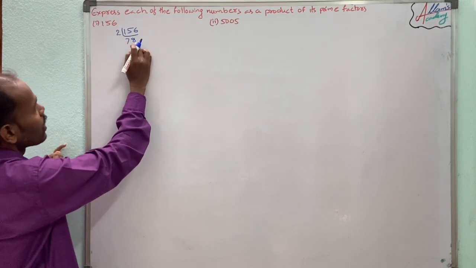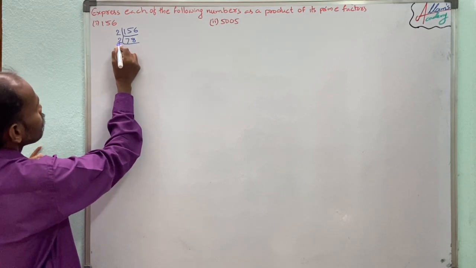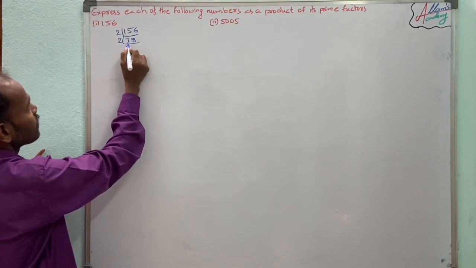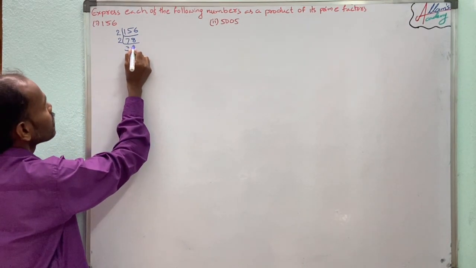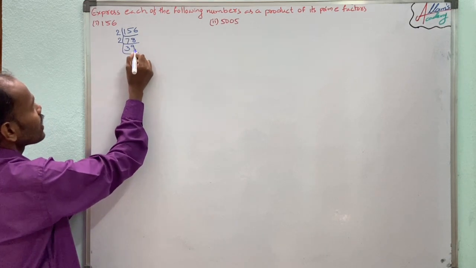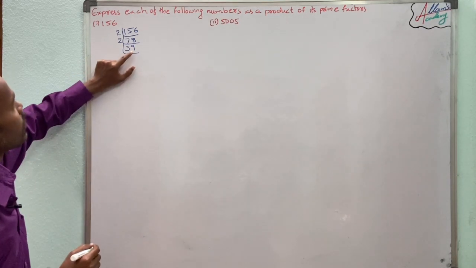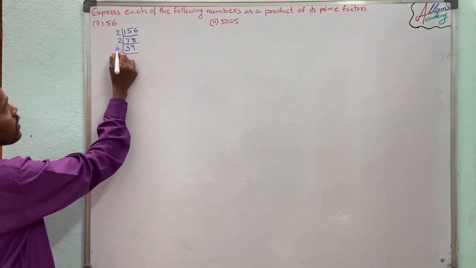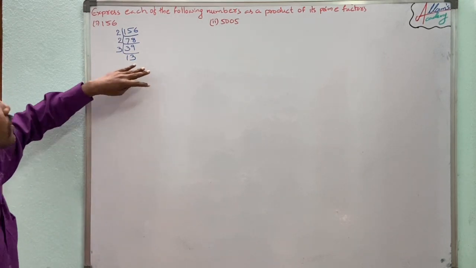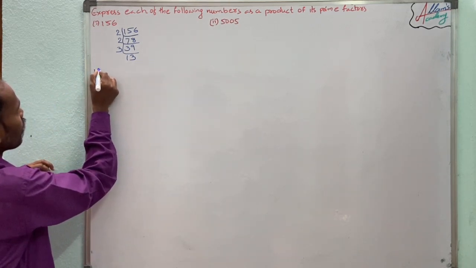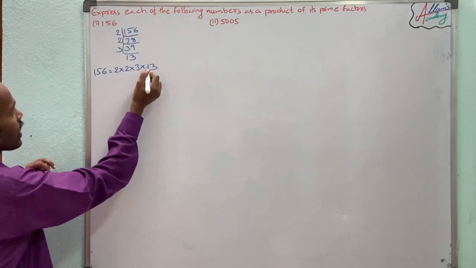Now 78's last digit is 8, so again it is divisible by 2. 2 threes are 6, 1 is the remainder, so 18 comes, 2 nines are 18. Now 39 will not come in the 2 table, so 39 comes in the 3 table, 3 thirteens are 39. Now 13 is a prime number, so here we stop. So 156 equals 2 into 2 into 3 into 13.